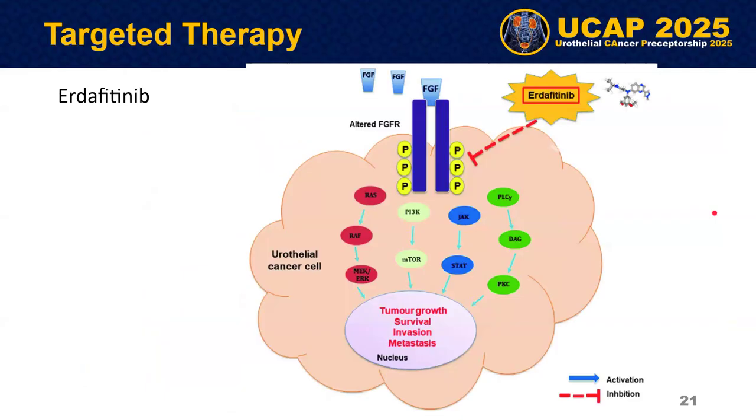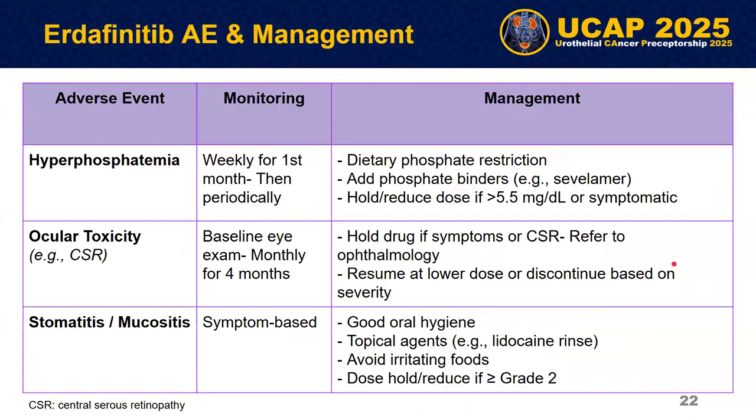So next will be targeted therapy. Targeted therapy that is discussed here mainly is erdafitinib. As you can see here, erdafitinib actually is an FGFR inhibitor, and the FGFR downstream pathway actually activates the RAS pathway, PI3K pathway, JAK pathway, which the downstream action is actually for tumor growth, survival, invasion, metastasis. So by inhibiting the upstream, we can actually inhibit the downstream process of this and lead to cell death as well. The common adverse events are hyperphosphatemia, ocular toxicity, and stomatitis.